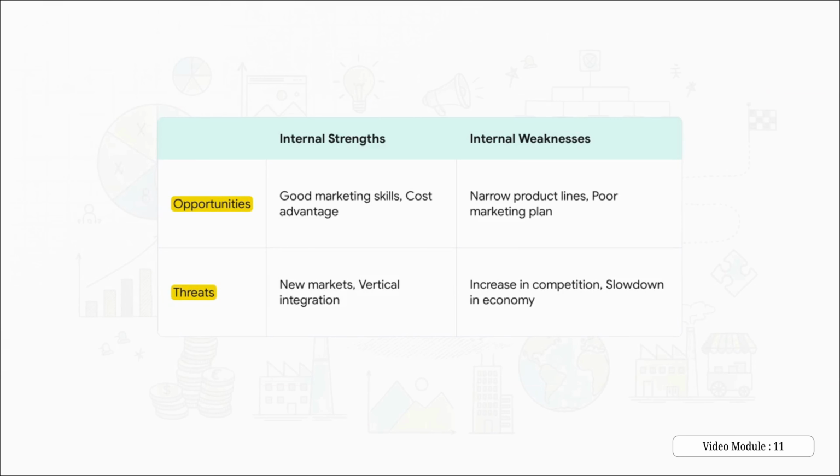And right at the heart of this whole thing is the SWOT analysis. It looks like a simple little grid, but it is so powerful. It forces you to separate what the company can control, its internal strengths and weaknesses, from what it can't, the external opportunities and threats out there in the market. A solid SWOT analysis is the foundation for everything else you do.